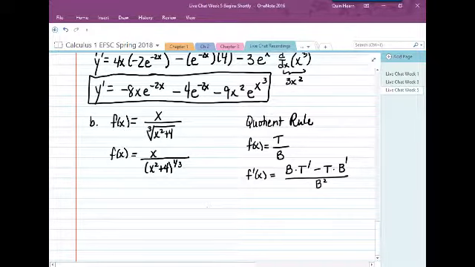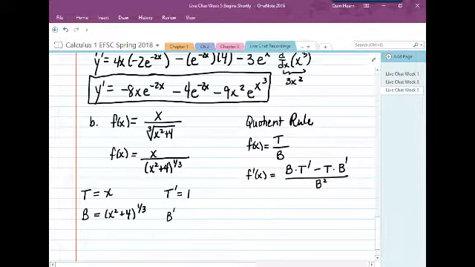All right, in this case, what's our top function? Our top function, t, is just x. And what's our bottom function? Our bottom function is x squared plus 4 to the 1/3 power. We're going to need our top function, our bottom function, and the derivatives of each. So we need t prime. Well, the derivative of x is just 1, so that's easy enough.